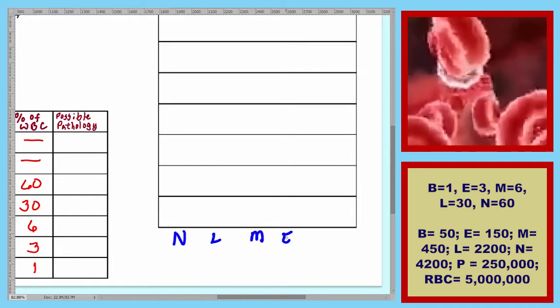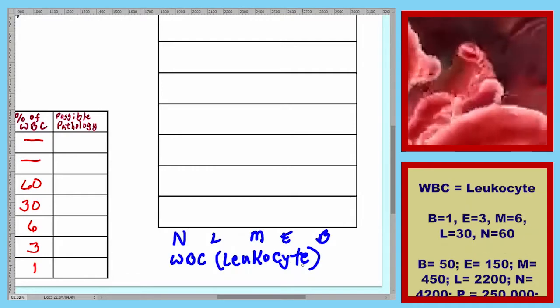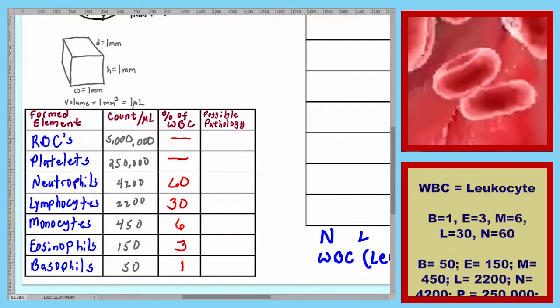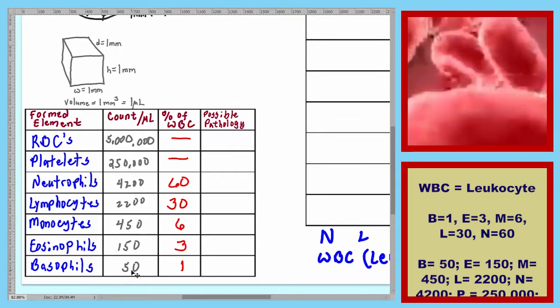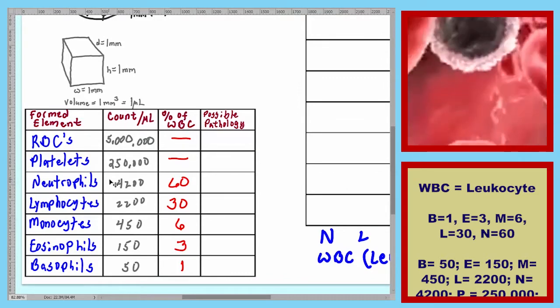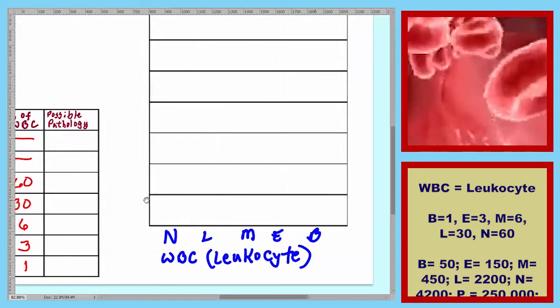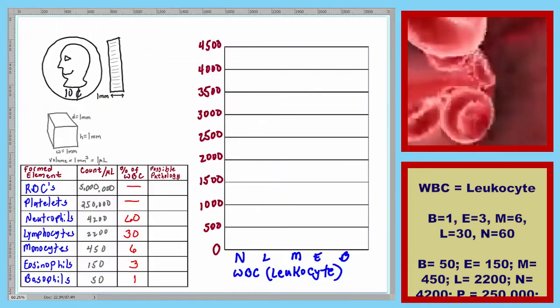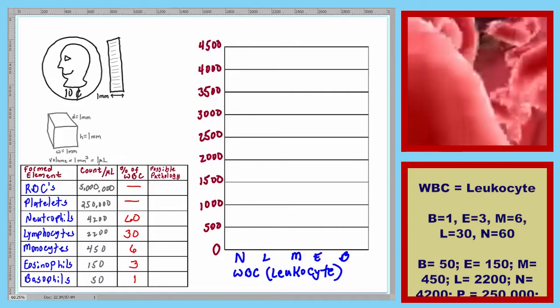This is our x-axis. Now let's put our y-axis. So we're going to only be looking at the white blood cells. We'll have our minimum value be 0 and our maximum value be 4,500. So let's indicate those here. And so on the y-axis, we're going to have white blood cell counts. So let's indicate that one here.